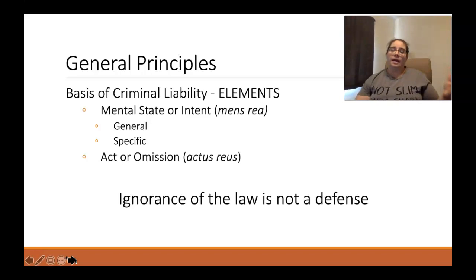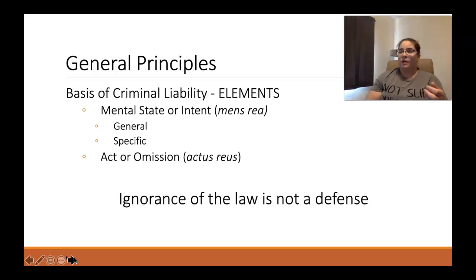So the second element that we have to show in order to prove that a crime happened is that there was some act or a failure to act, an omission, and that is called the actus reus. As I mentioned, for the mental state piece, you have to commit a volitional act. You have to do something voluntarily.